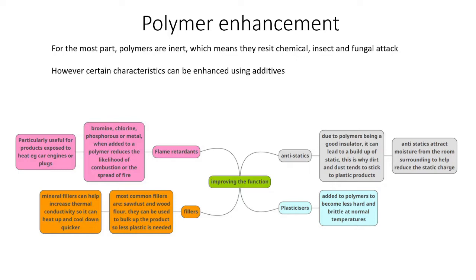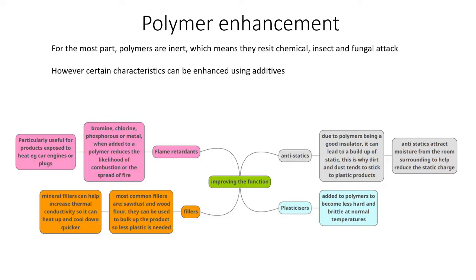So first of all, before we start, for the most part, polymers are what are called inert, which means that they resist chemical, insect and fungal attack naturally anyway. Some materials are more prone to things like that, so obviously timbers are more prone to insect and fungal attacks, so rotting and that type of thing. Polymers naturally resist that anyway.